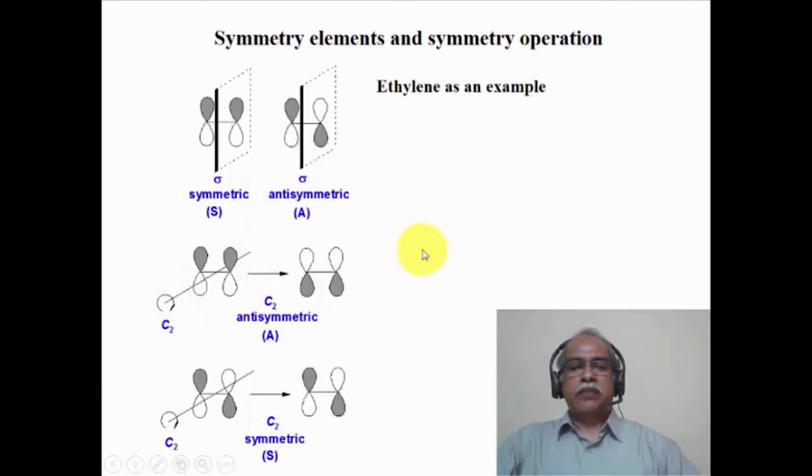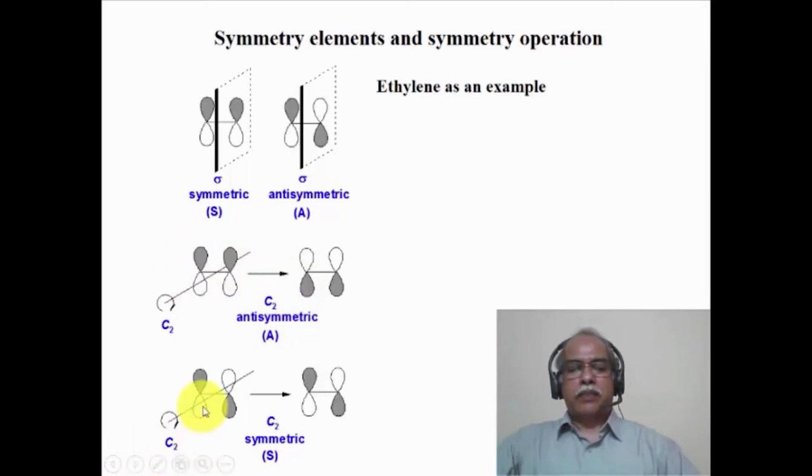What is a C2 axis of rotation? It is a 180 degree rotation. Whether it regenerates the original picture or not is what we need to worry about. Here the two shaded lobes are on the top and the two unshaded lobes are on the bottom. If you consider a C2 axis passing through the center of the carbon-carbon bond, perpendicular to the carbon-carbon bond, and make a 180 degree rotation, this is the picture that you will get. Clearly now the shaded portion has become the unshaded portion, so the original picture is not generated upon the C2 rotation. Therefore, with respect to the C2 axis of rotation, the pi molecular orbital of ethylene is antisymmetric.